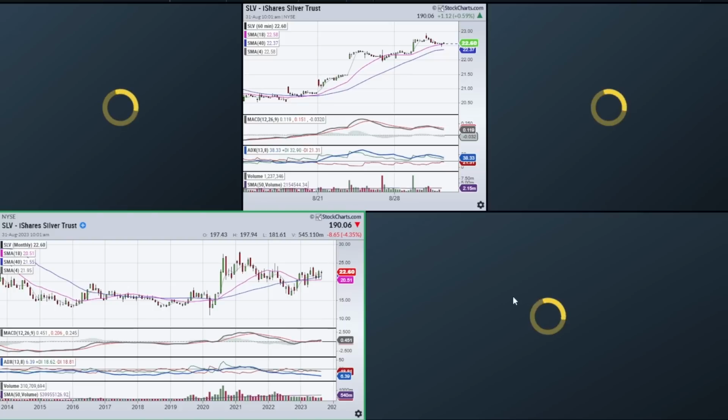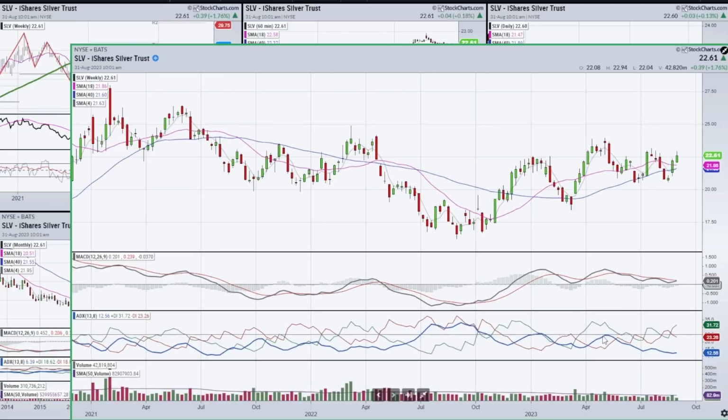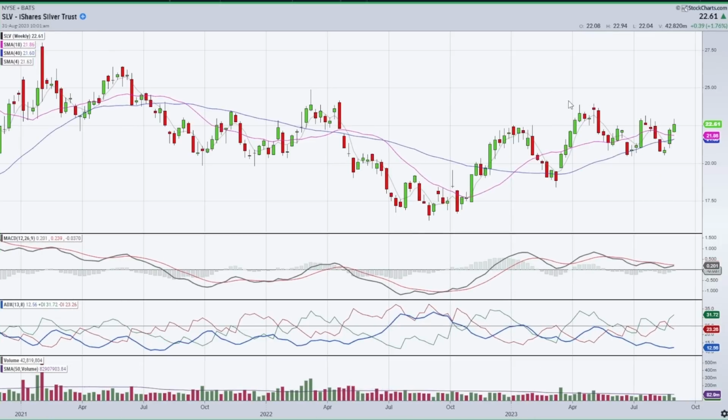Okay, let's look at SLV real quick. Now, low ADX, low ADX, low ADX. We have low ADX on all three time frames. I want to go to the weekly chart, and I'm saying, look, I'm not doing anything unless we get a breakout here, and maybe even a breakout like this. Right? I'm looking for something a little bit more meaningful.